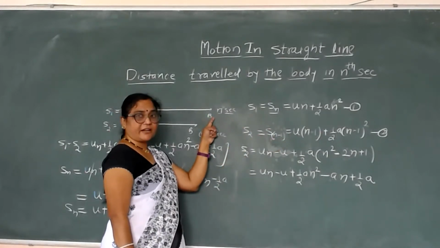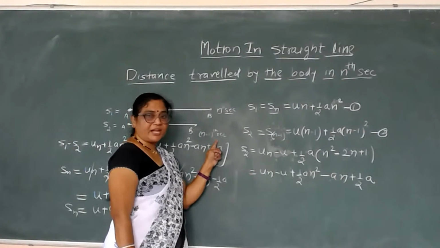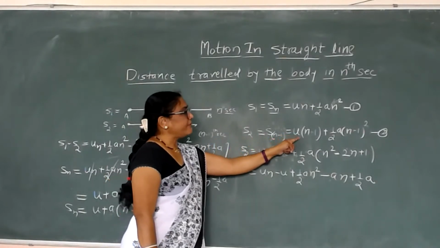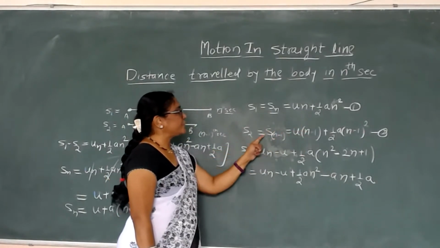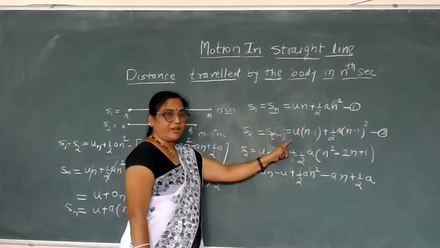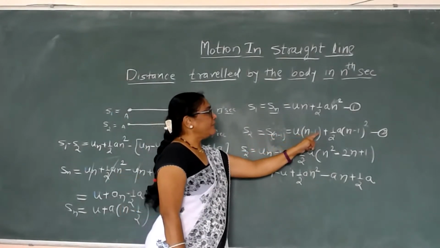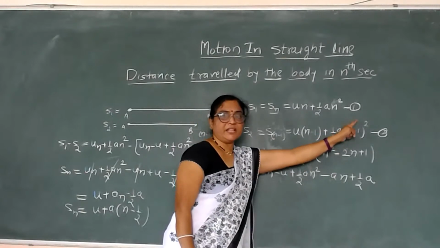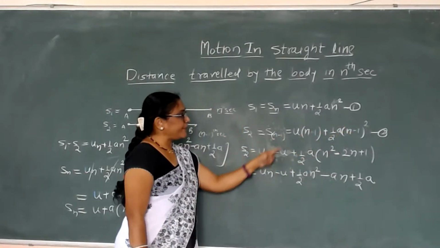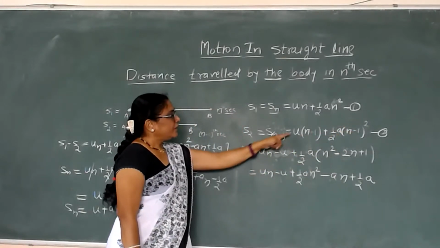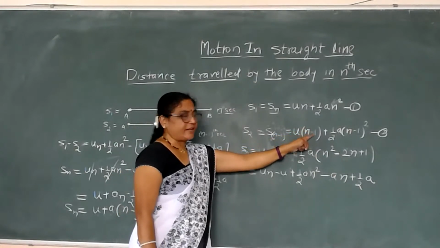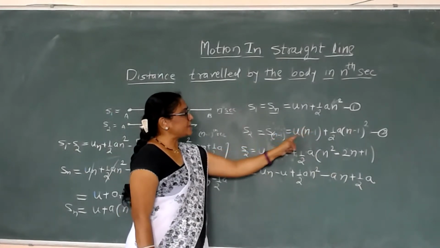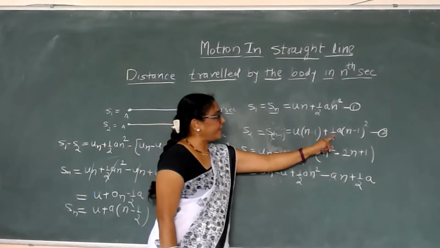Second, the distance traveled by the body in the last 1 second. Here the time is n minus 1. So substitute the value, t means n minus 1. So S2 is equal to u into n minus 1 plus half a into n minus 1 whole square, is equal to, simplify this equation first. u into n minus 1 bracket, un minus u, plus half a.